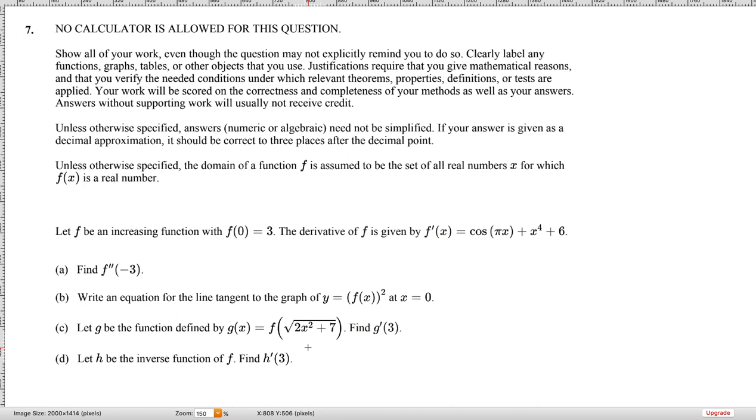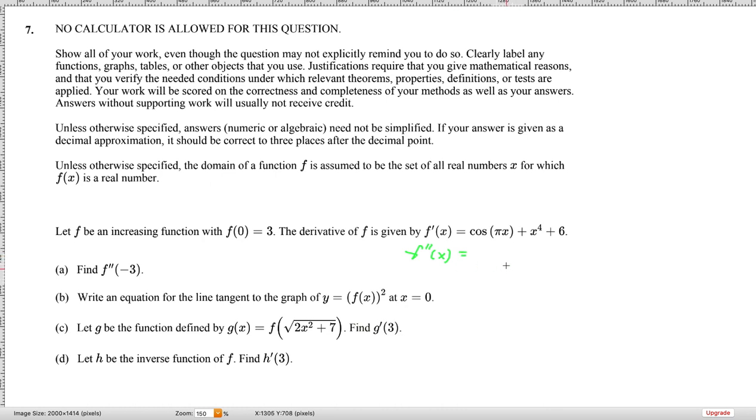It's just straightforward, like differentiating ideas. Basically, they give you this function. They give you f prime. They want you to first find f double prime of -3. In order to do that, first let's find f double prime of x.